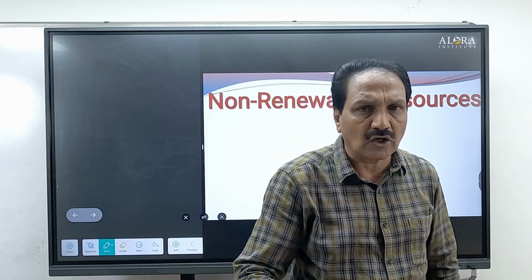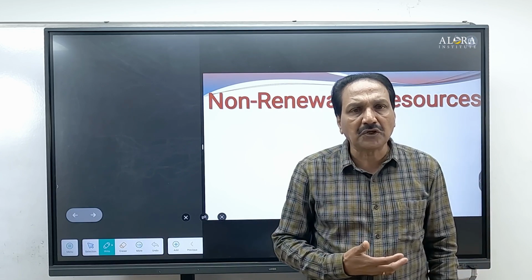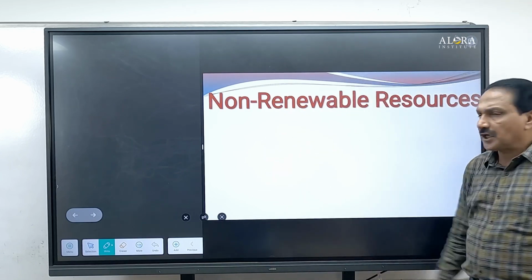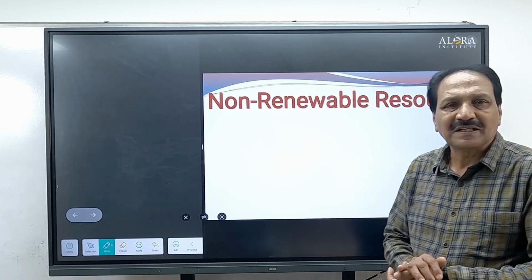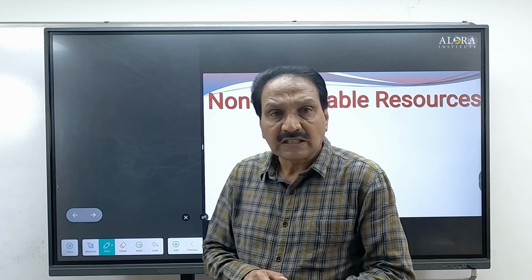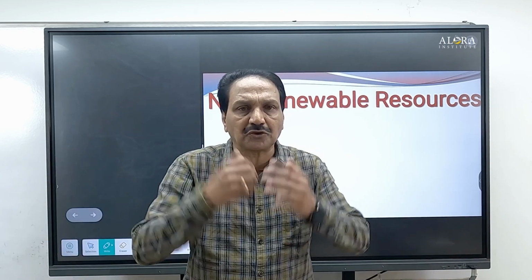Let's go for non-renewable resources. What all have we come across? Solar energy and everything. That is nothing but the renewable. Now we have to go for non-renewable resources which last for a short duration. The non-renewable resources are for a short duration. That's why the generation of electricity is also for a short duration.